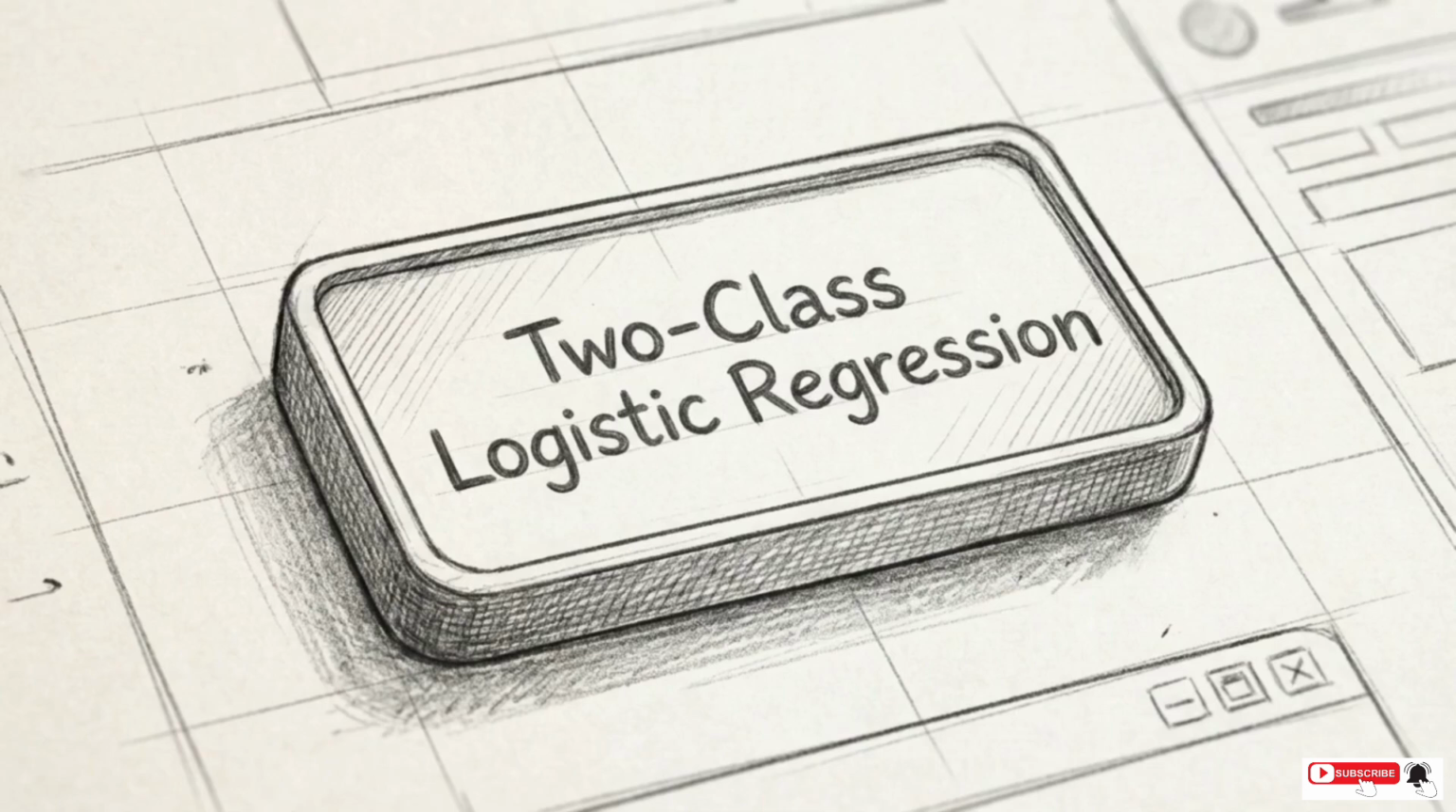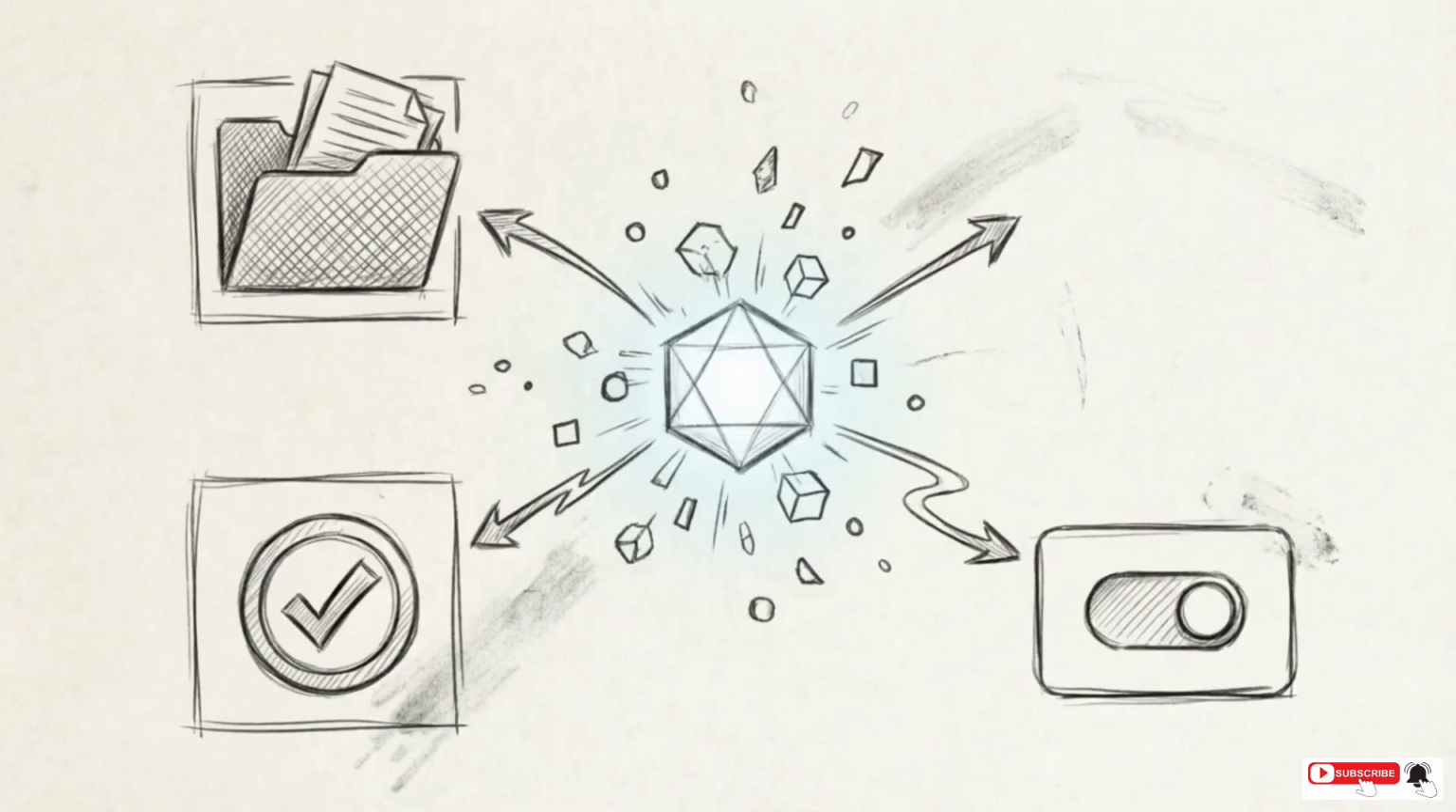Inside Azure Machine Learning Studio, you build these systems using a tool called two-class logistic regression. Anytime your end goal is to output a specific category, a label, or a simple yes or no decision, you need a supervised classification model.